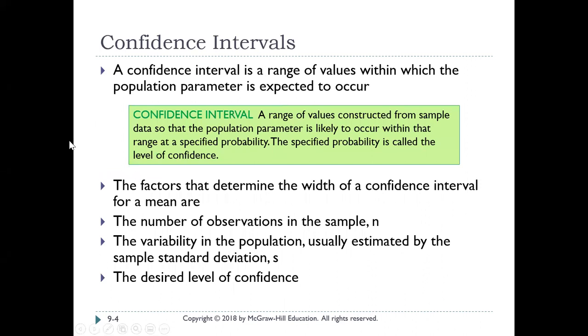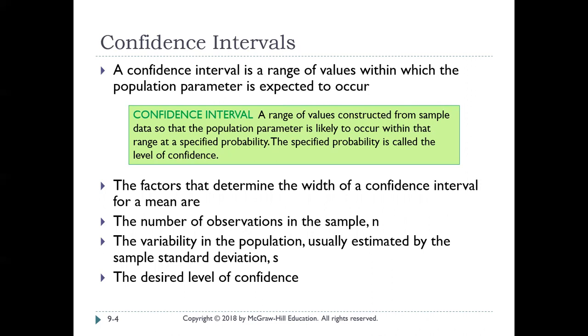It's a range of values within which the population parameter is expected to occur. So I calculate some sample average, and I'm going to make plus or minus a little bit on either side. So I can say, okay, this is going to be the range. And within this range, I think the true population parameter is going to be located. So there's a few different factors that determine your confidence interval.